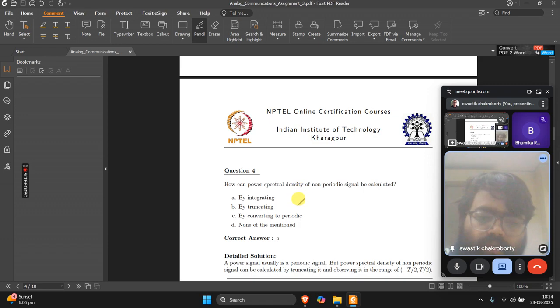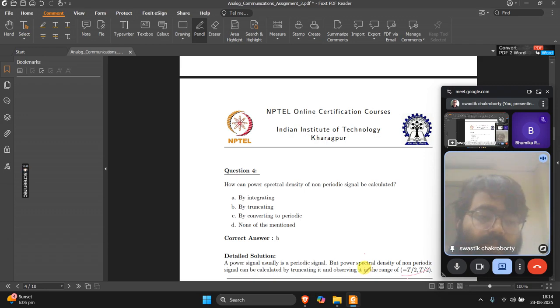So what you do is you take a range of that signal. You truncate that signal within a limit, like here it is written, from minus T by 2 to T by 2, and you observe it in that range and you find the power spectral density in that range.